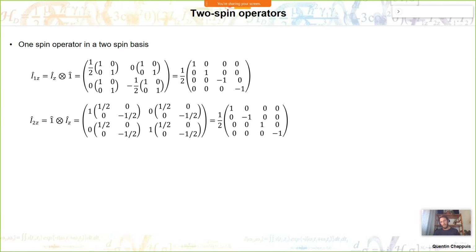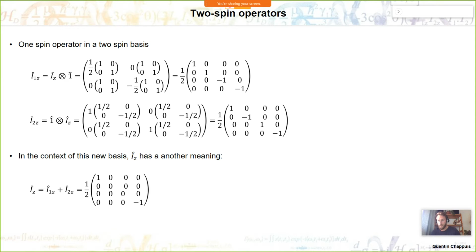Of course, we don't want to bother doing this calculation by hand all the time. It's just convenient to do it once or twice to have a clearer idea. So if I apply I2Z on my density matrix, it will give me the expectation value of spin 2 along Z. If I want the expectation value of IZ for both spins, I take the sum of I1Z and I2Z, and from now on, in the context of two spins, IZ refers to the sum of the two. So we have to be careful.